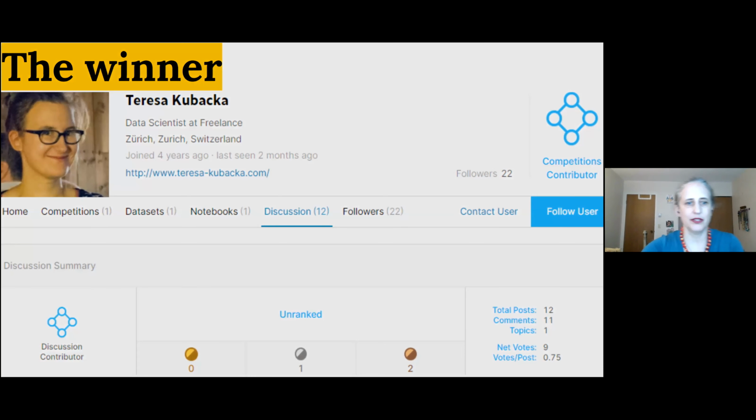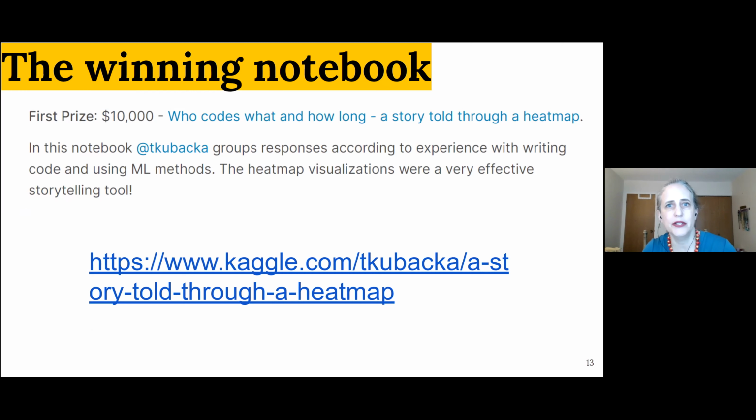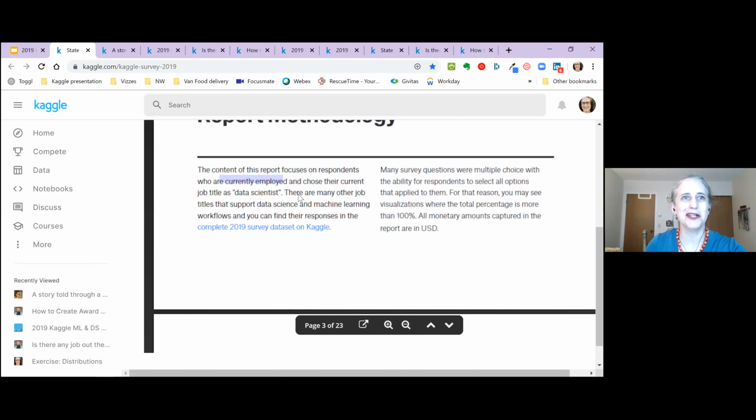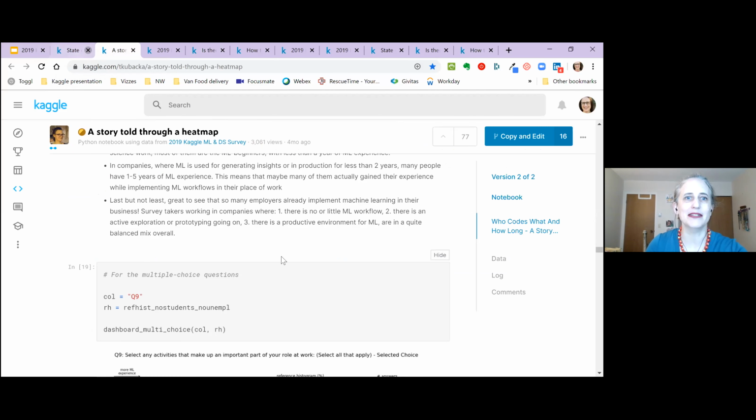Wrong way. I wanted to go here and look into her notebook. I'm not sure I said this before, but the competition required that entrants would submit a notebook. And this is from the reasoning of why she won first prize with her notebook. She groups the responses according to experience with writing code and using machine learning methods, and the heat map visualizations were a very effective storytelling tool. So let's have a look and see if you agree. All right.